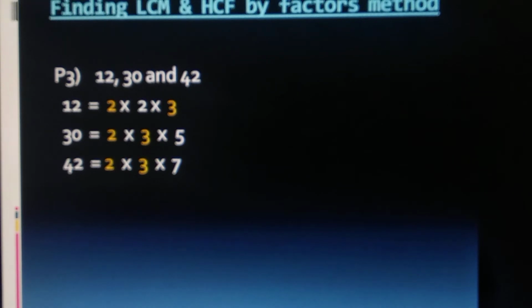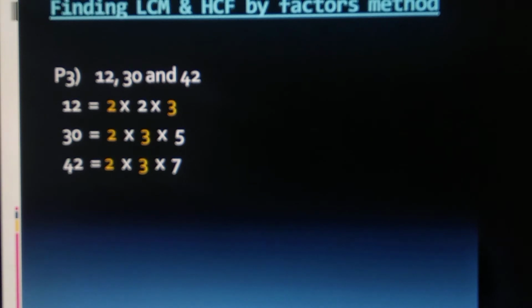Like that, see the other factors. 3 is also repeated one time, so that's why it is to be underlined. And in the second factorization, there is a 5, but the first one has no 5. In the third factorization, 7 is an odd factor, but it is not in the other two. So we cannot underline those.